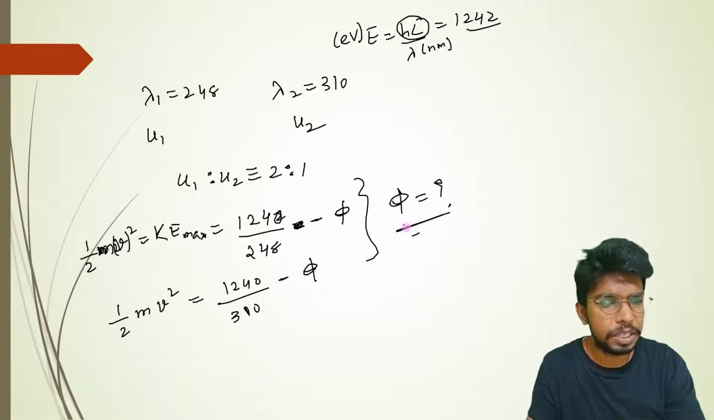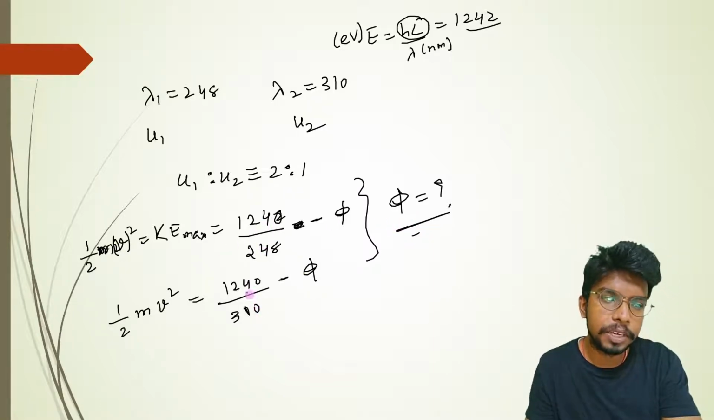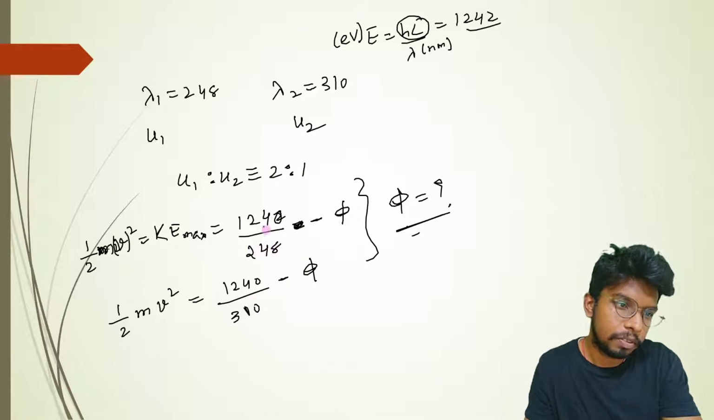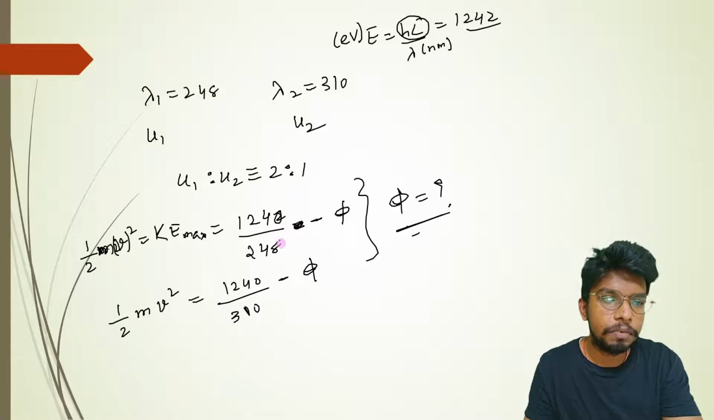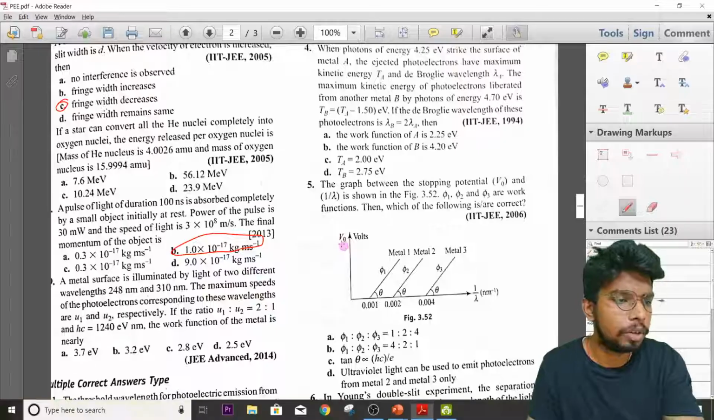It should be easy, not a big calculation, because this is being divided by 4 exactly. 1240 by 248 is 5, and 1240 by 310 is 4. So this is 5 minus phi, and this is 4 minus phi. So this will get divided, the v square will get cancelled out, and only 4 to 1 will be left. From here you can calculate phi, whatever it is.